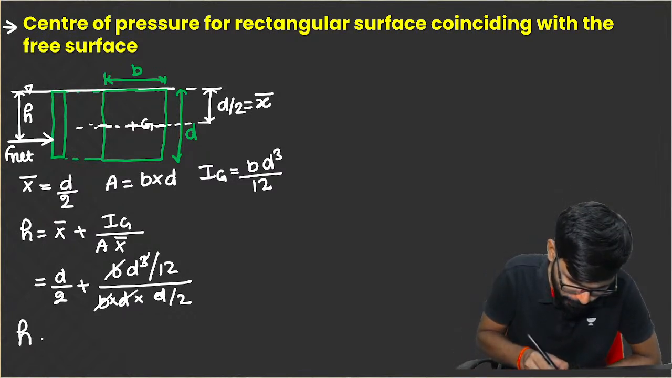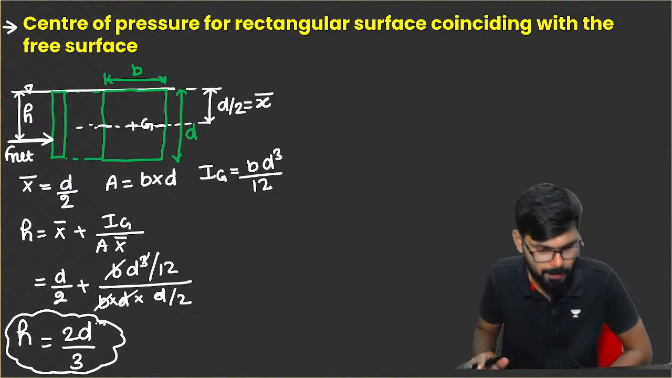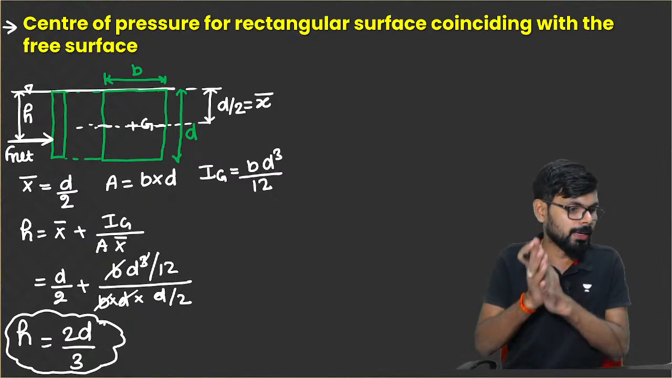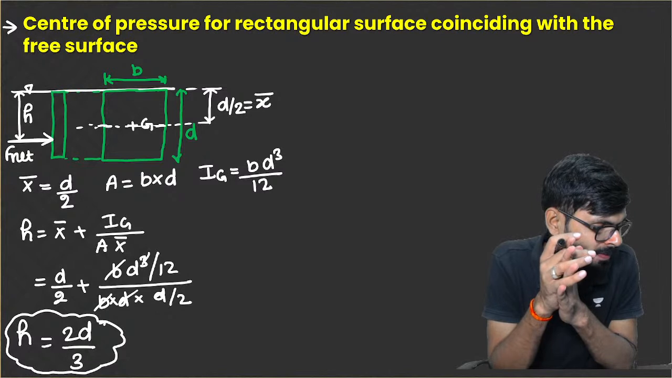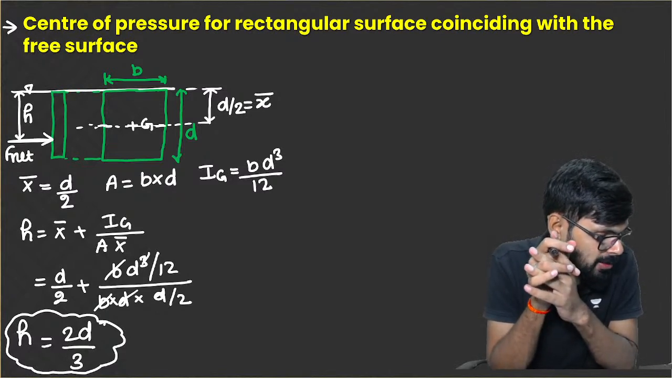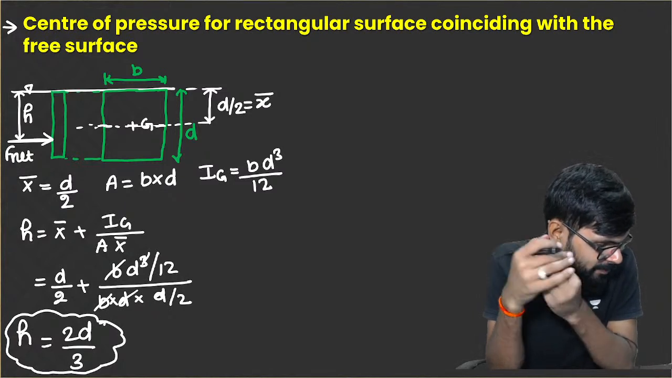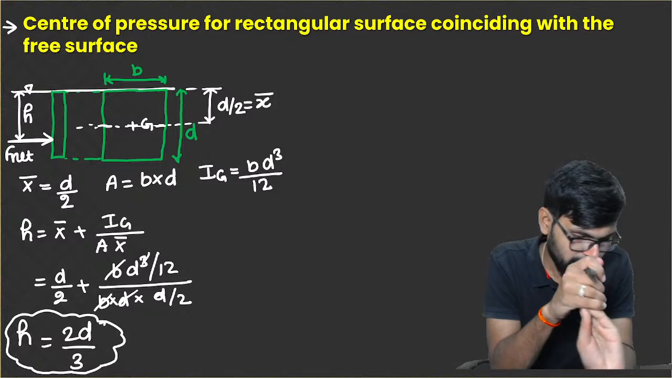Yes, so the H value will come 2D by 3. I want an answer from all of you, my dear student friends. Clear? Raghunandan Prasad, Govardhan Prasad. 2D by 3. Very good, Datta.